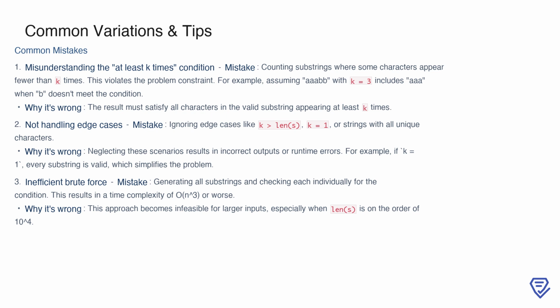Next, edge cases are often overlooked. Scenarios like k being greater than the length of the string, k equal to 1, or strings where all characters are unique can lead to incorrect results or errors if not handled properly. For example, if k is 1, every substring becomes valid, which simplifies the problem significantly.